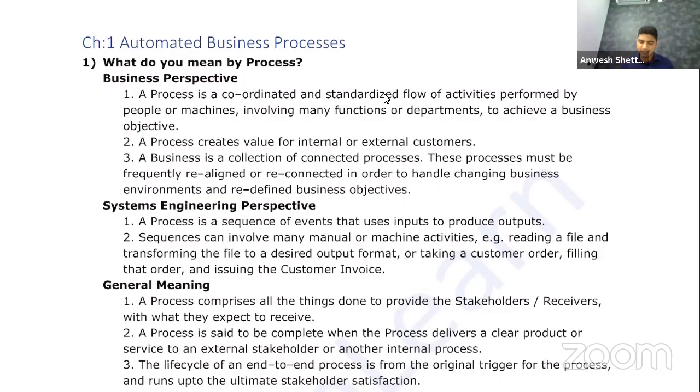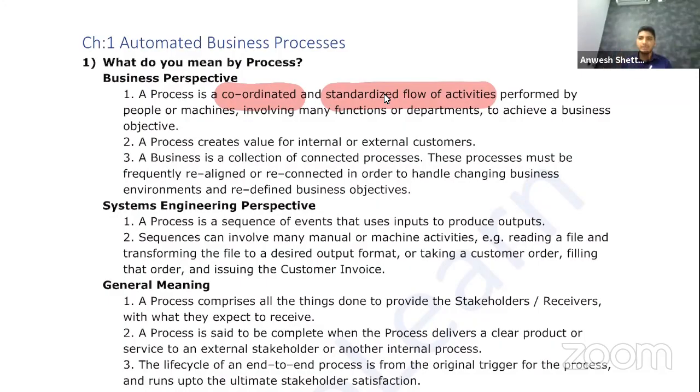Simply put, process is a coordinated and standardized flow of activities. That is to say, accounting is not just done by one person. There are multiple people involved in accounting, so they have to be coordinated. They need to coordinate with each other and follow a standardized way of doing it. Then we call it a process.